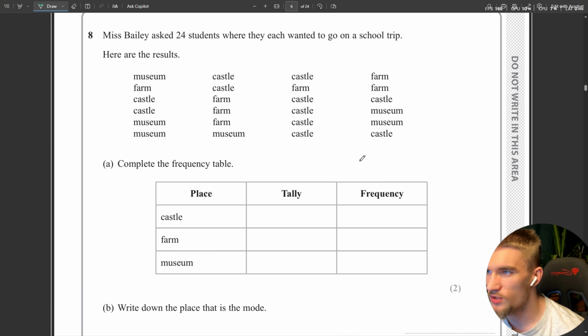Ms. Bailey asked 24 students where they each wanted to go on a school trip. Here are the results. Museum. Complete the frequency tree table.